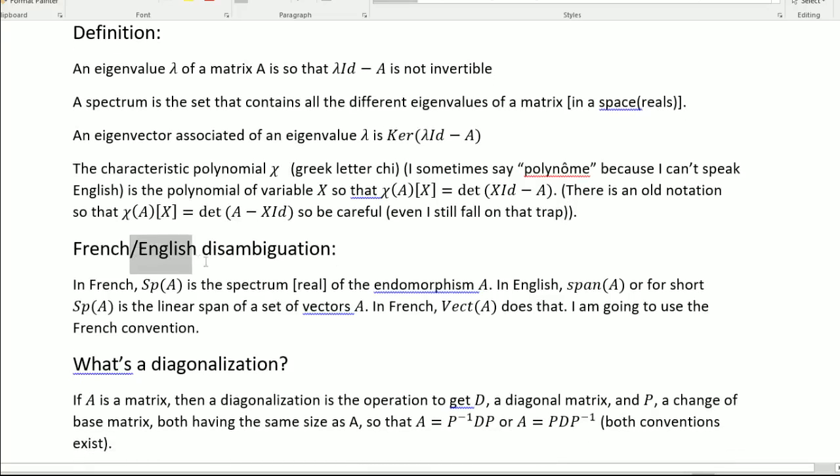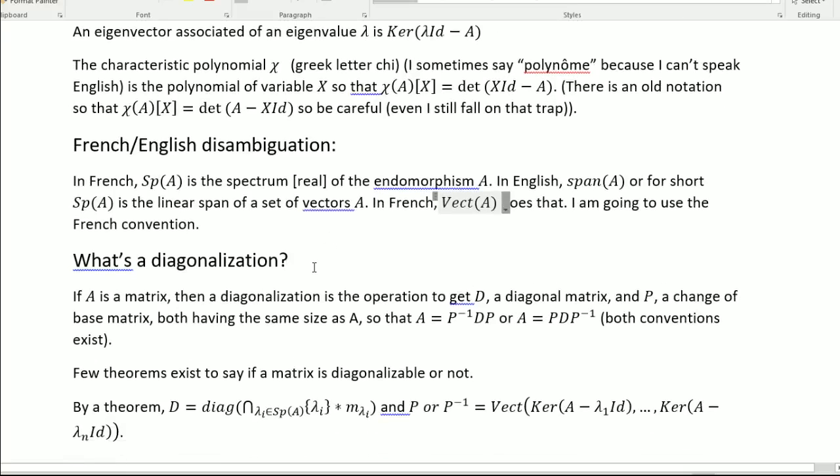So for French English disambiguation, in French Sp is the spectrum, so usually real, of an endomorphism A, but in English span of A or Sp of A is the linear span of a set of vectors A. But in French we call that Vect. So I'm going to use the French convention.